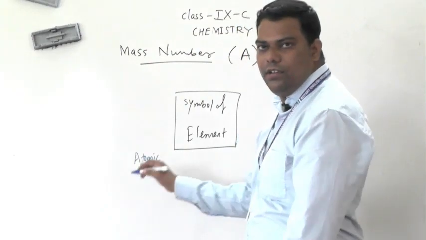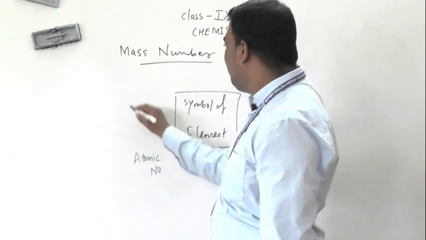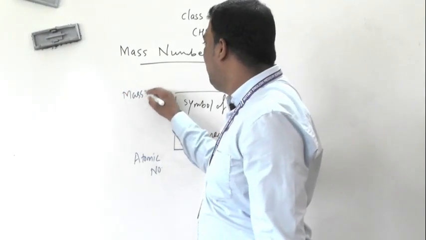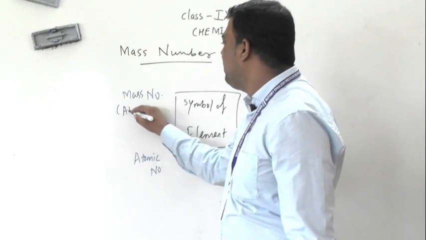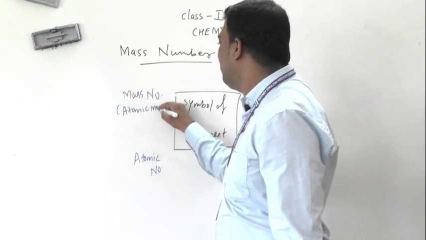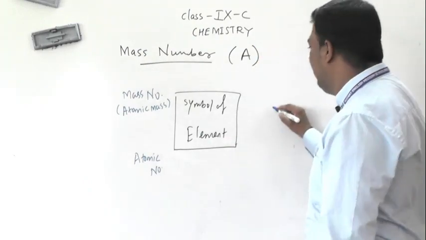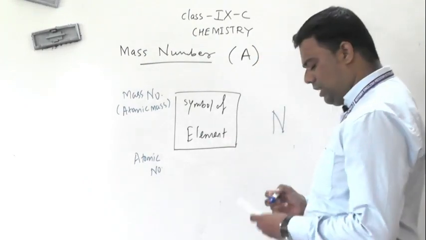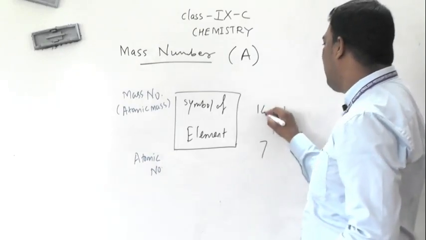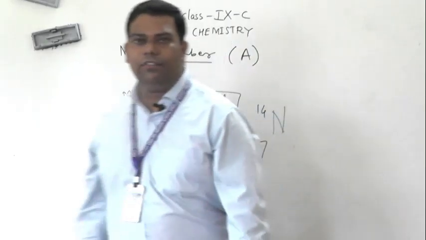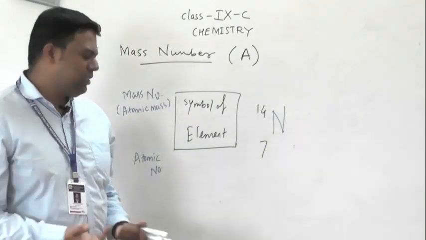Lower left we write the atomic number, and upper left we write what? Mass number, or we can say atomic mass. For example, we can write here nitrogen: atomic number 7, mass number 14. So like that, this is the representation of our mass number.